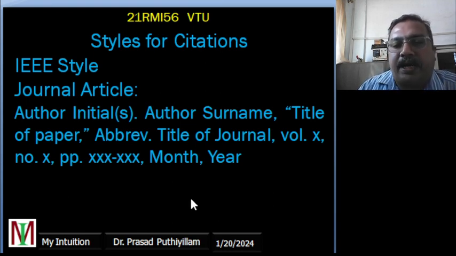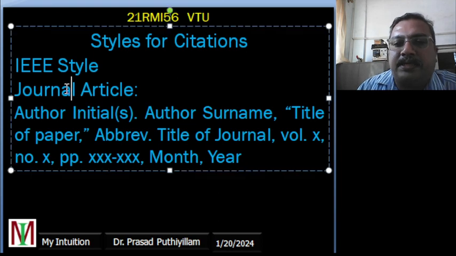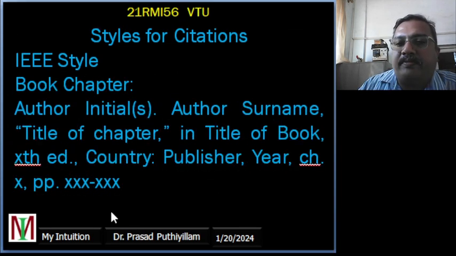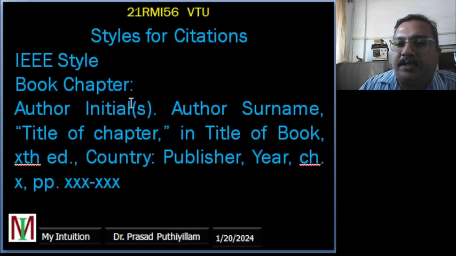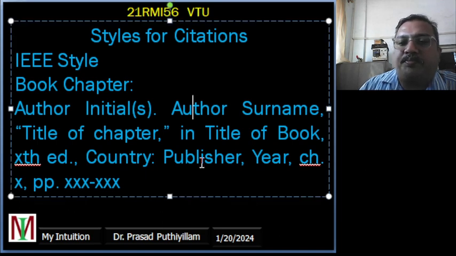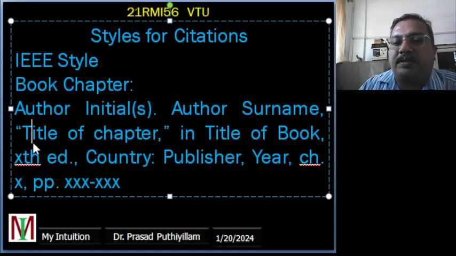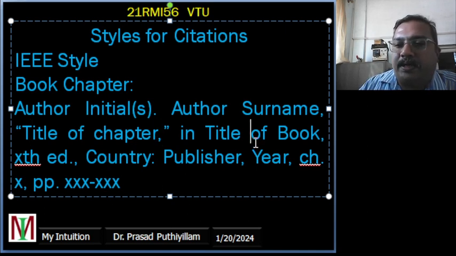That is if the article we are referring to is a research article or journal article. If it is a book chapter, then under IEEE style, we need to first mention the initials of the author, then the author surname you have to put. Then, closing the bracket, in inverted commas we have to mention the title of the chapter with a comma inside. Then we need to mention the title of the book.